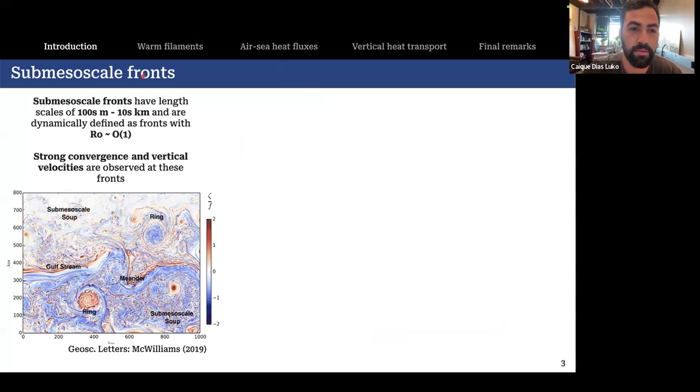important. The mesoscale fronts have length scales of hundreds of meters to tens of kilometers. They can sometimes be controlled more by temperature gradients, sometimes more by salinity gradients, and they're dynamically defined as fronts with Rossby number order 1. At these fronts, we observe strong convergence and strong vertical velocities, and this is one of the reasons the mesoscale fronts are important. There are strong vertical exchanges of biogeochemical tracers, of heat, nutrients, and dissolved gases at these fronts.